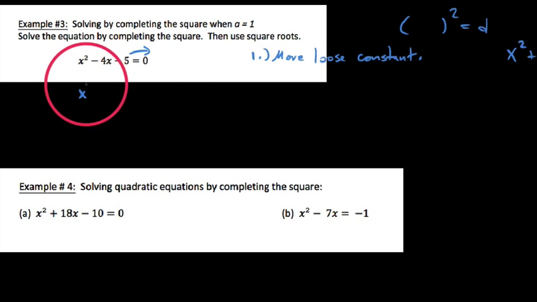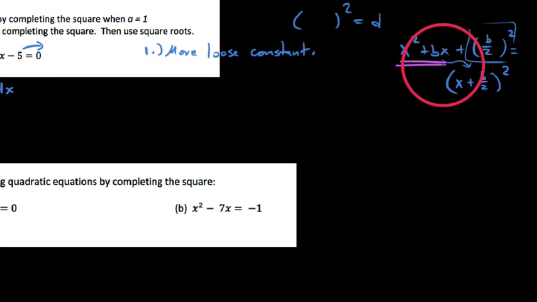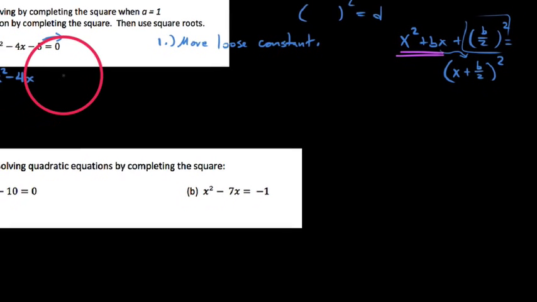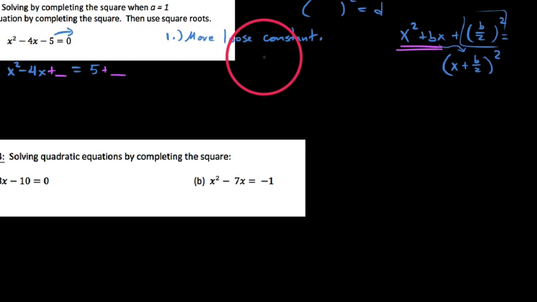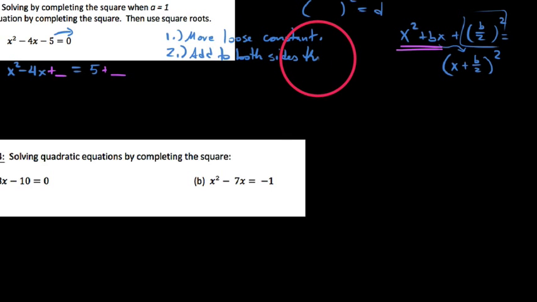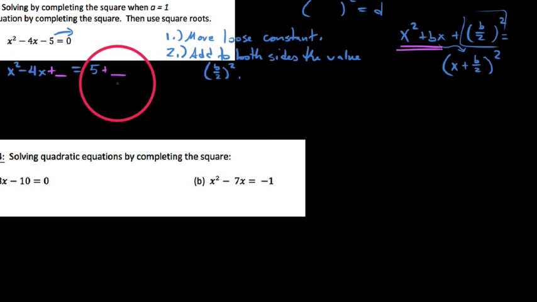So now I'm left with an expression that says x squared minus 4x. And this looks very much like the x squared plus bx part of this perfect square trinomial. And then on the right side, we'll have a positive 5 now. What I want to do though is add half of the middle term squared to both sides. So we're going to add to both sides the value b over 2 squared. Okay, so I notice here that half of my middle term is -2, and if I take that -2 and square it, I actually get a positive 4.